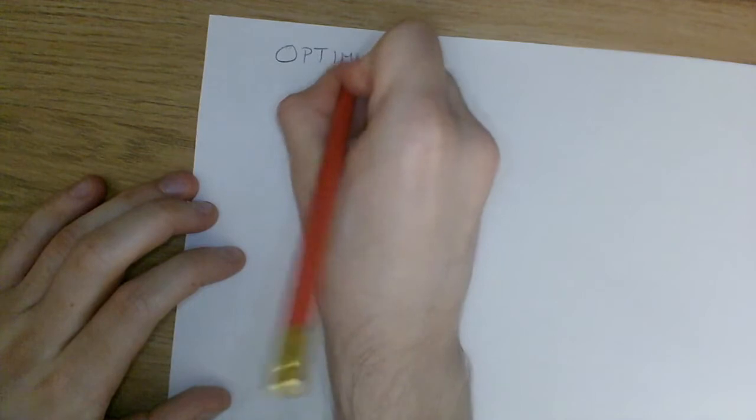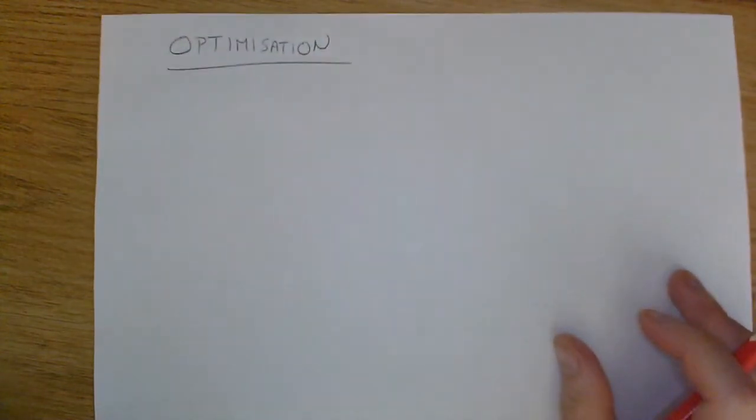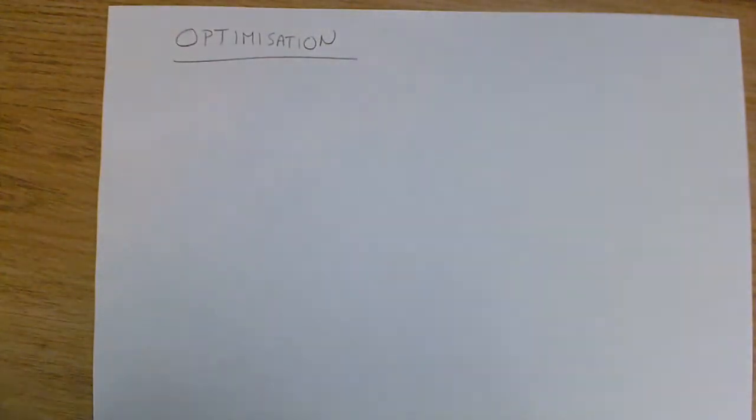So, optimization. What's it all about? Well, why do we optimize to start with? What's the point of optimization and what benefits could there possibly be for it? Optimization is about speeding up your programs. It's about using fewer lines, less memory, and making it easier to understand.